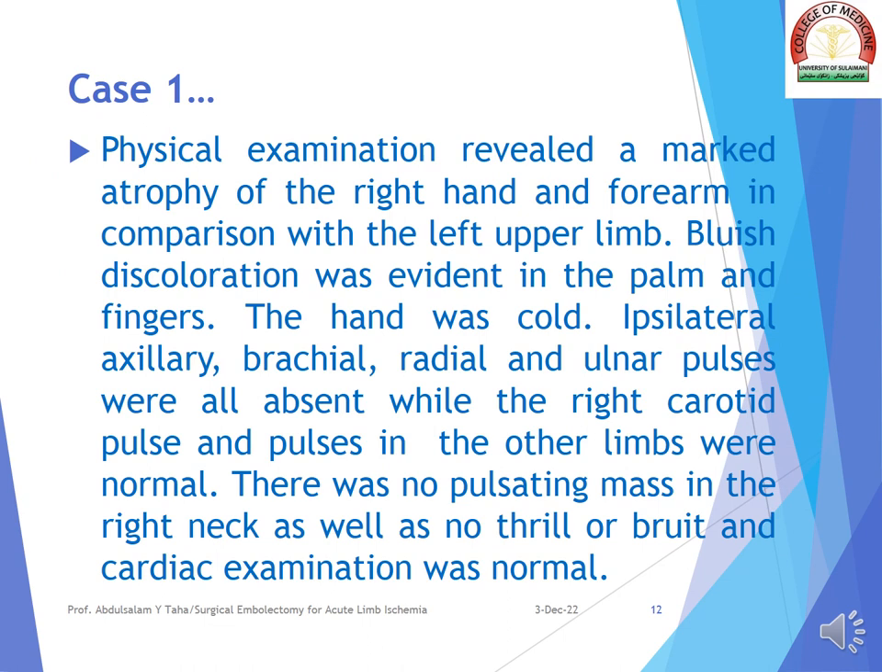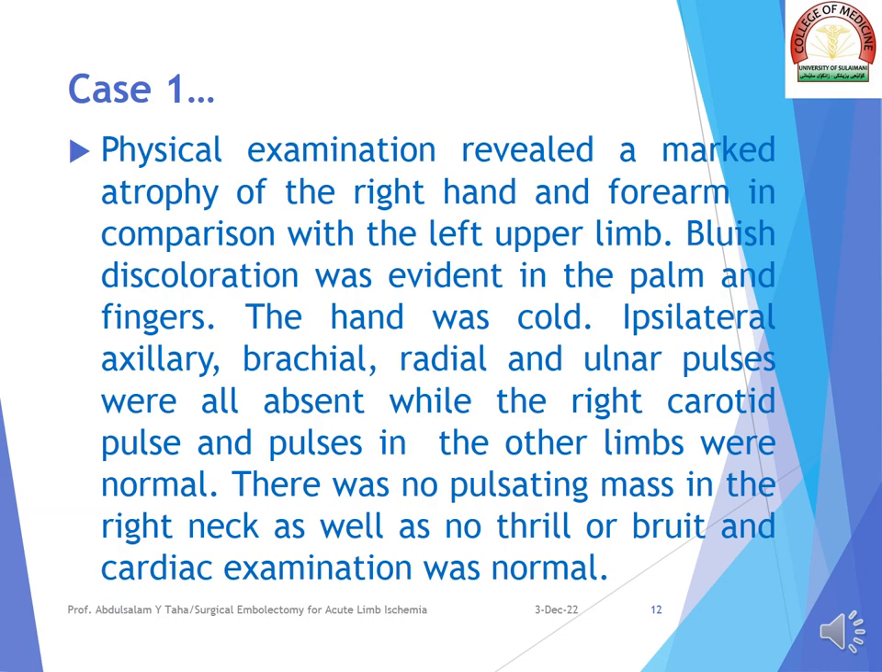Physical examination revealed a marked atrophy of the right hand and forearm in comparison with the left upper limb. Bluish discoloration was evident in the palm and fingers. The hand was cold. Ipsilateral axillary, brachial, radial, and ulnar pulses were all absent, while the right carotid pulse and pulses in the other limbs were normal. There was no pulsating mass in the right neck, as well as no thrill or bruit, and cardiac examination was normal.